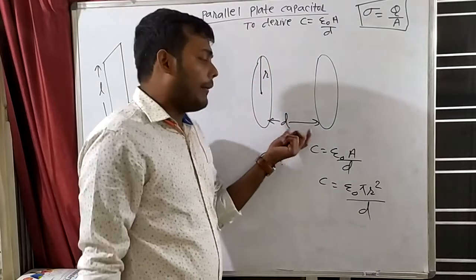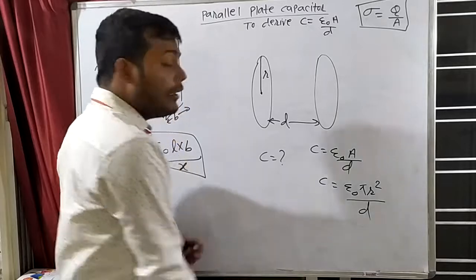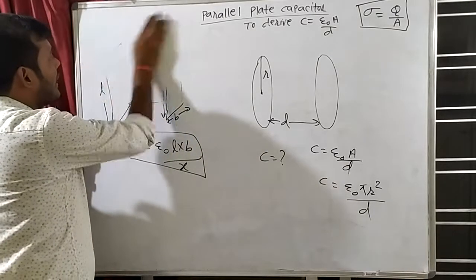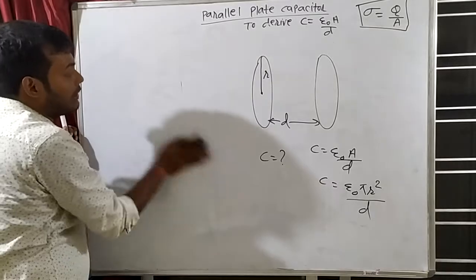If the distance is D, I will add D. If this distance is X, I will add X. Clear? So like this, we can calculate the capacitance. I hope you have understood this. Now I will take some numerical questions on the basis of combination of capacitors.